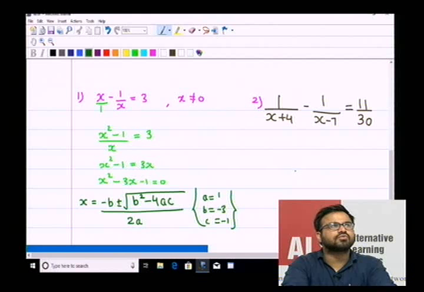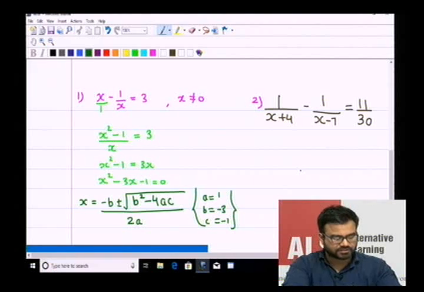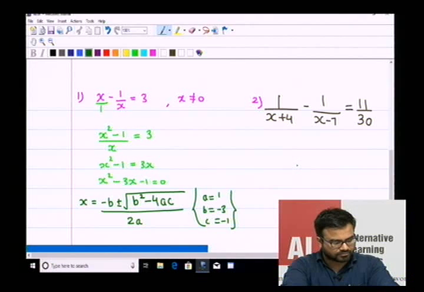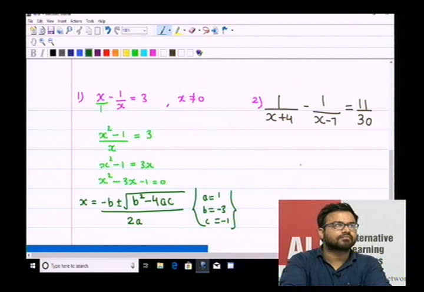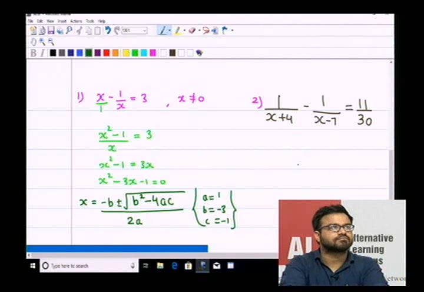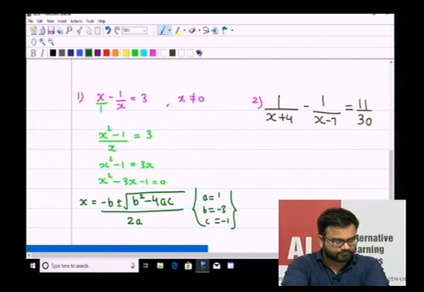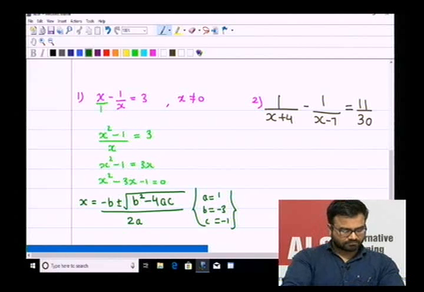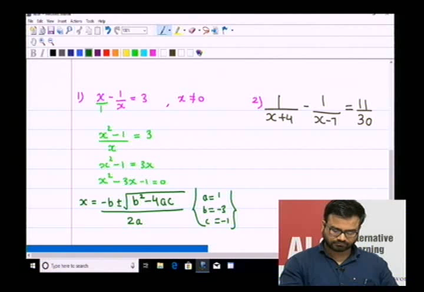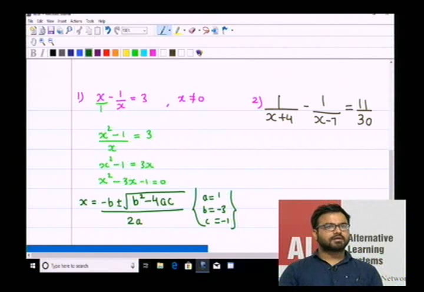3 plus root 5 over 2, Senapati. 3 and 2 are correct, but it will not be root 5. Check your solution once again. Now it's right, Senapati.